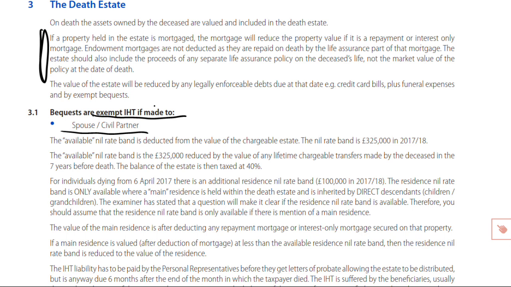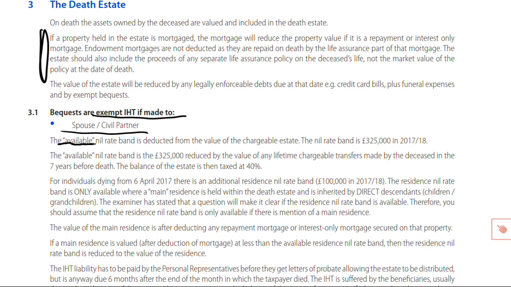Now, we've mentioned about the available nil rate band. The next section of this lecture deals with not just the main nil rate band that we have referred to during our first lecture, but there's going to be another new nil rate band, something called a residence nil rate band, that's come in purely from this tax year 17-18 onwards. So we'll need to deal with that as well. Let's have a look at the available nil rate band that every taxpayer benefits from.